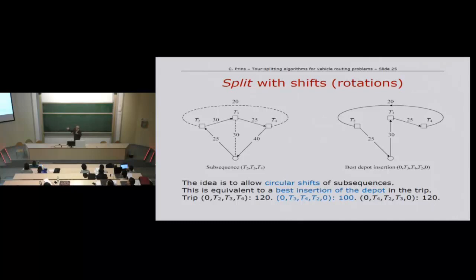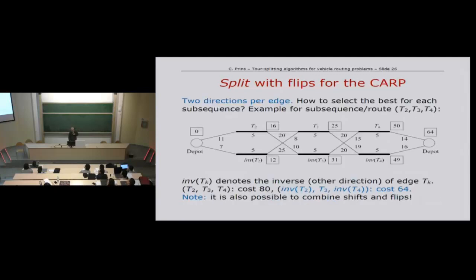So it's possible to build an auxiliary graph in which for each arc, remember each arc represents one trip, we put the cost which corresponds to the best insertion of the depot. Of course, somewhere within the graph you have to remember where the depot has been inserted for each arc, but it's not a problem. So it gives better results on average.